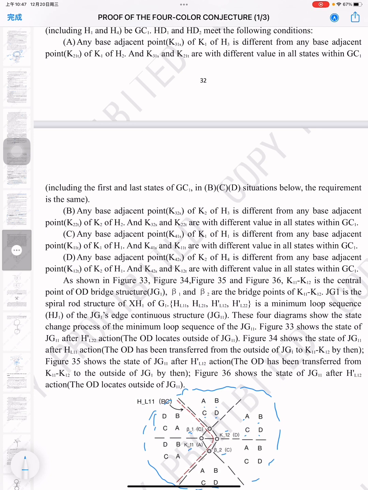C. Any base adjacent point K41S of K1 of H1 is different from any base adjacent point K11T of K1 of H1, and K41S and K11T are with different value in all states within GC1. D. Any bit adjacent point K42S of K2 of H4 is different from any bit adjacent point K12T of K2 of H1, and K42S and K12T are with different value in all states within GC1.